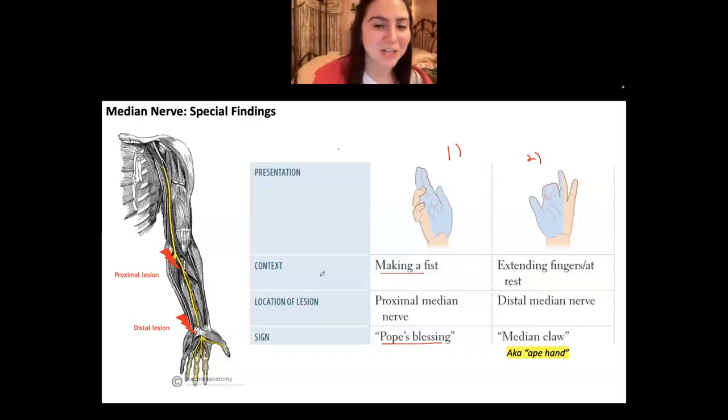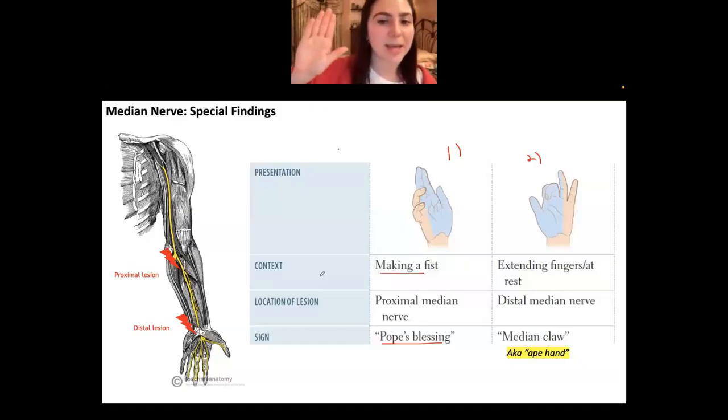So what we're talking about in the chat is the patient's like this. You say, hey, can you make a fist for me? And they make a fist and all they can do is this. That's it. So it looks like they're blessing you. They're like, hello, like the Pope's blessing. So it's the context of making a fist. This is what it looks like. And I'm pointing this out so much because this is the only way you can differentiate between this hand and the exact same looking hand with an ulnar nerve lesion, okay? Which we'll get to at the end.